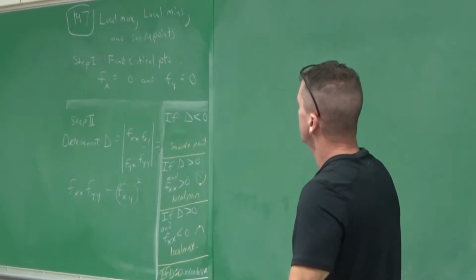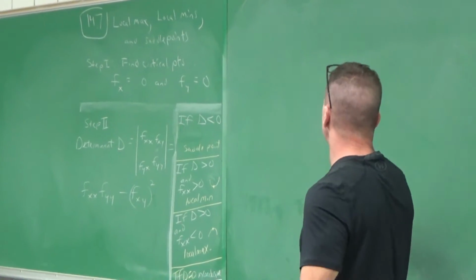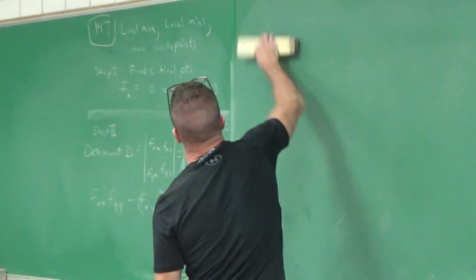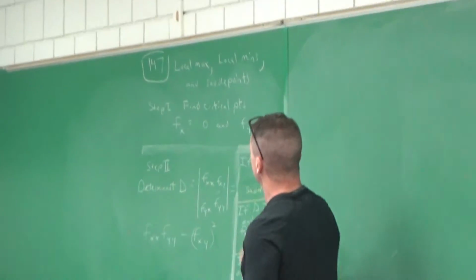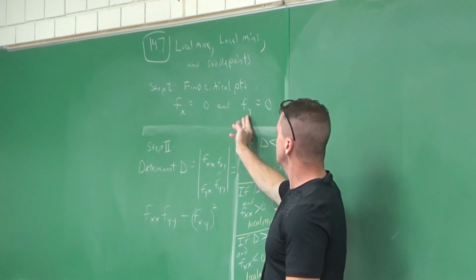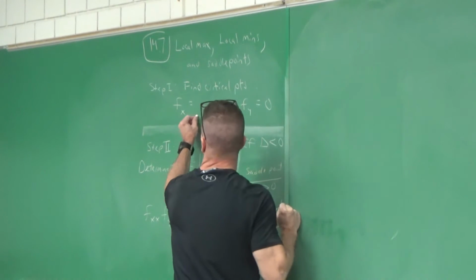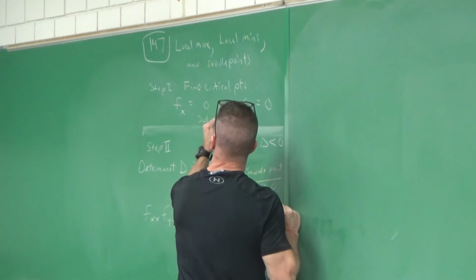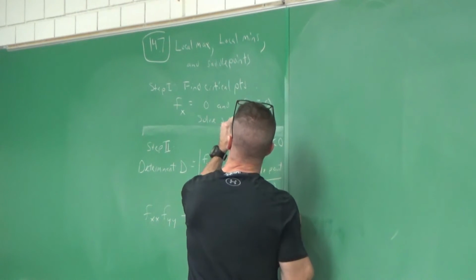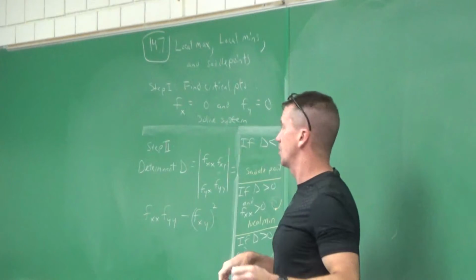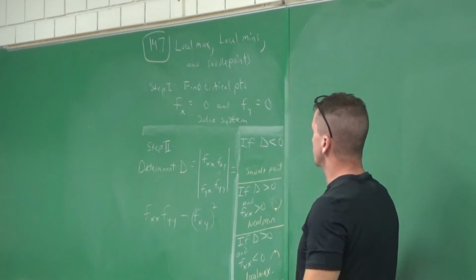14.7 again, and 14.8. 14.7 will help us find the local maxes, local mins, and the saddle points of a multivariable function. And we know step one, find the critical points. We'll set fx and fy equal to 0 and solve the system of equations that stems from fx equals 0 and fy equals 0. Once we solve that system, we can find those critical points.